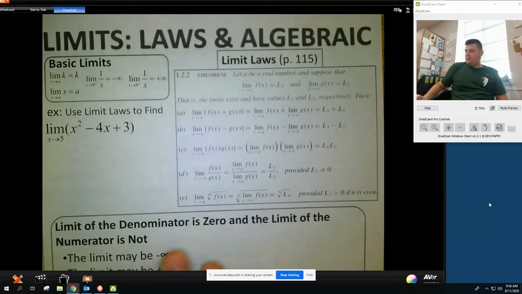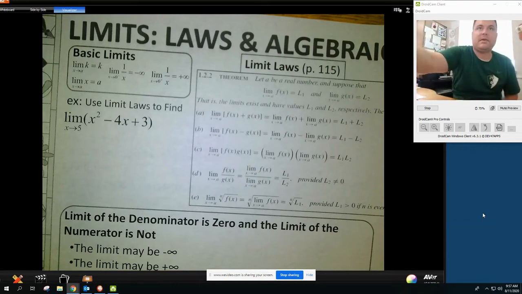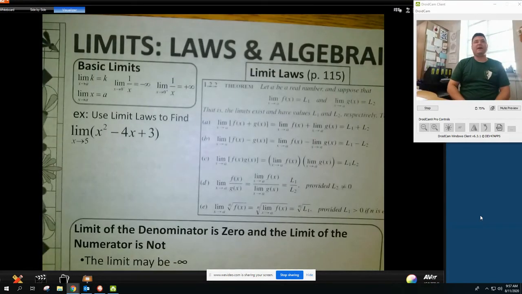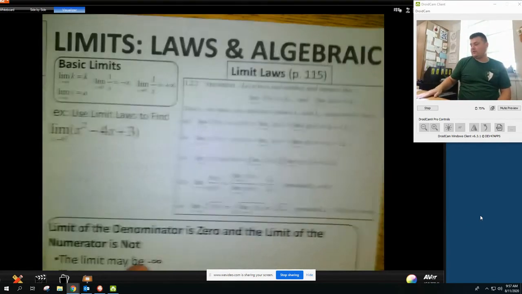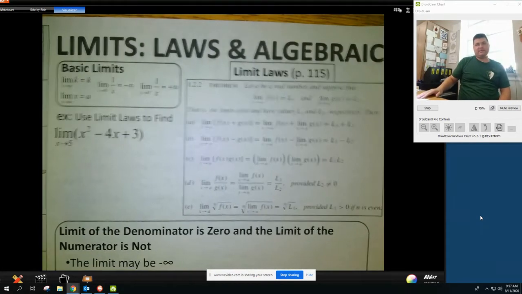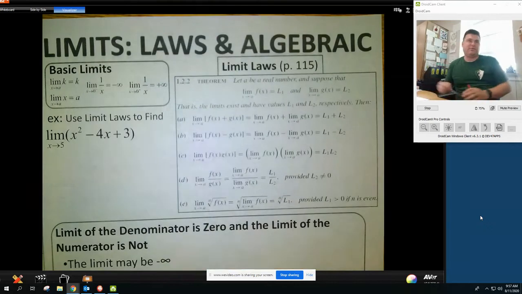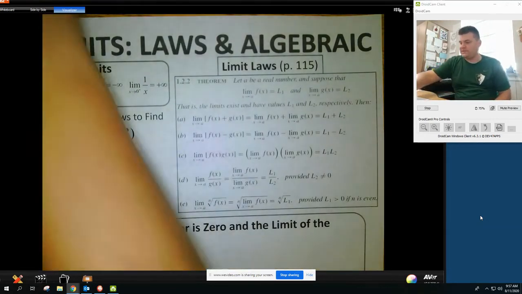Welcome. We're going to be learning about limits, using the laws to find limits and using algebraic skills also to find limits. There's a couple basic limit facts up in this upper corner right here that you do need to know. They are very, very straightforward, and I'll explain them.